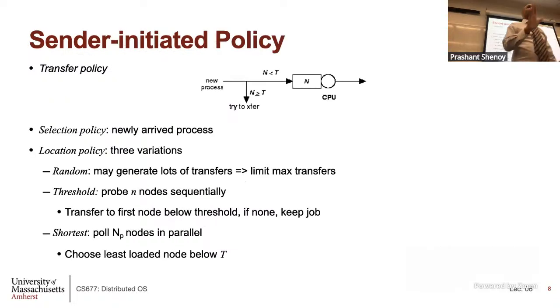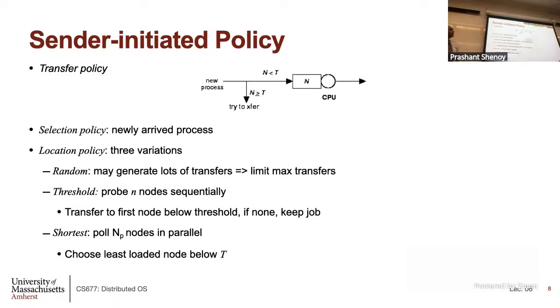So we'll see some example policies that tell us what to do for each of those cases. The first one is called sender initiated policy. As the name suggests, in the sender initiated policy, the machine that's making all these decisions is the sender. It's the machine that's overloaded, that's trying to offload work. So all of the work of where to send it is done by the machine that's sending the job to some other machine.